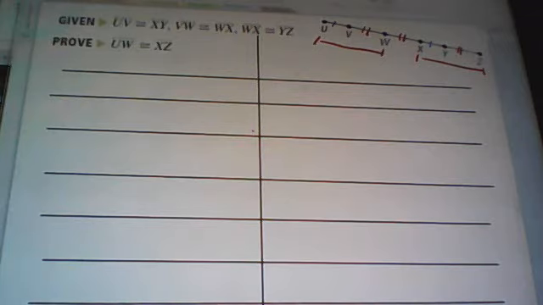I'm going to go ahead and rewrite all of my givens. That's UV is congruent to XY. VW is congruent to WX. And you want to rewrite the given every time, even though you have it written right above. And then, of course, that would be given. Right? And then you also know that at the end, you're eventually going to have UW and XZ congruent to each other.